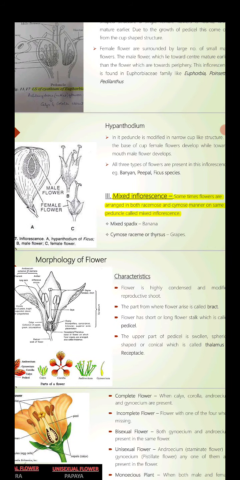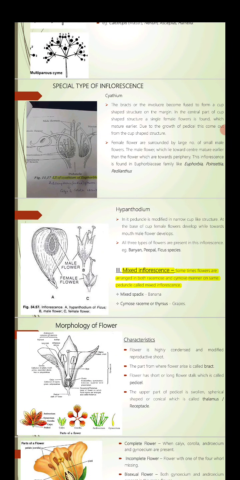So normally two types of inflorescence are actually found in the plant's body, the racemose and cymose. Apart from the racemose and cymose, there is another type of inflorescence, the mixed inflorescence. So I am again discussing the basic difference between the racemose and cymose inflorescence. In the racemose inflorescence, growth is indefinite or indeterminate. In the cymose inflorescence, growth is definite or determinate.